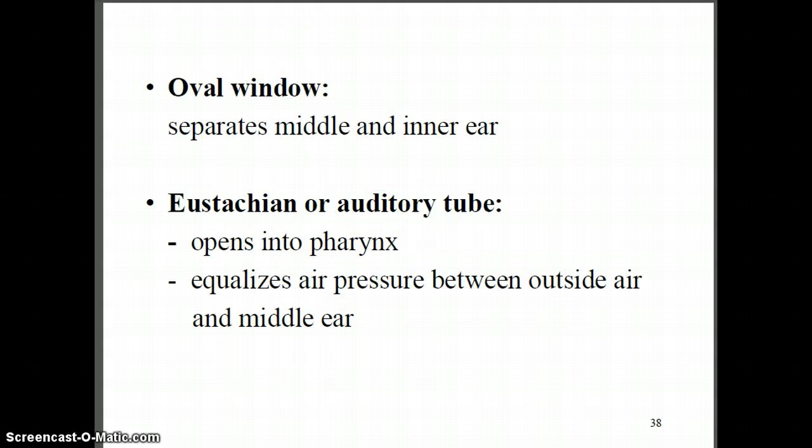The oval window separates the middle and inner ear. The eustachian or auditory tube opens into the pharynx, and you can equalize the air pressure between the outside air and the middle ear because of this structure.